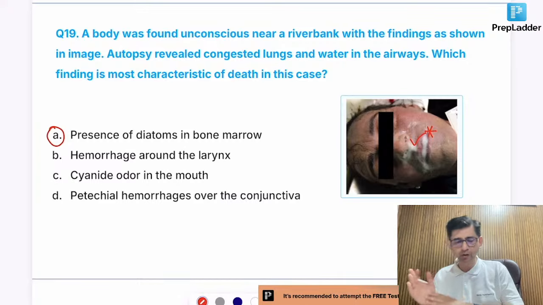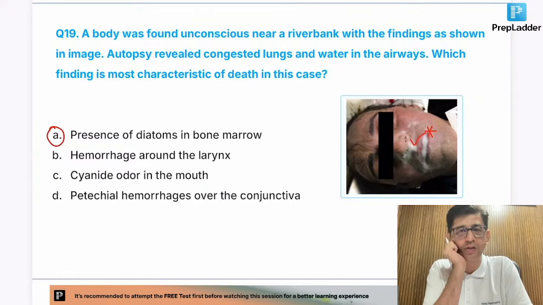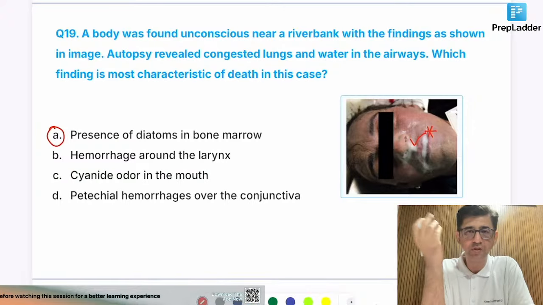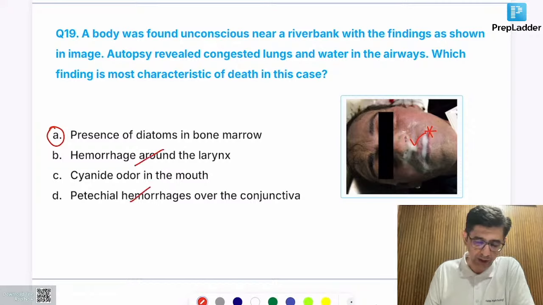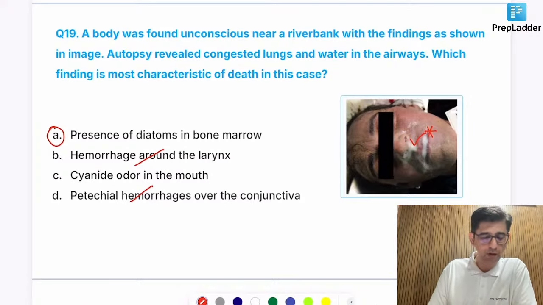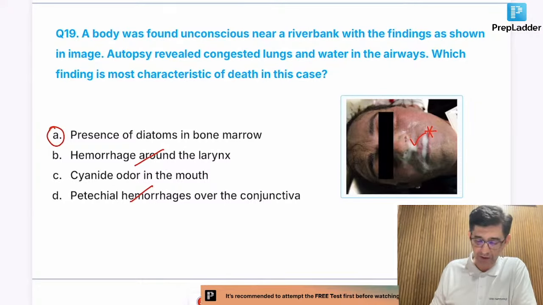Presence of diatoms in the bone marrow of the patient is a reliable characteristic manifestation that needs to be found. So I don't think option 19 was causing any errors. Hemorrhage, all of these are mechanical asphyxia, and cyanosis you can rule out. So you have to pick just a straightforward answer here: presence of diatoms in the bone marrow with respect to antemortem death in this patient.